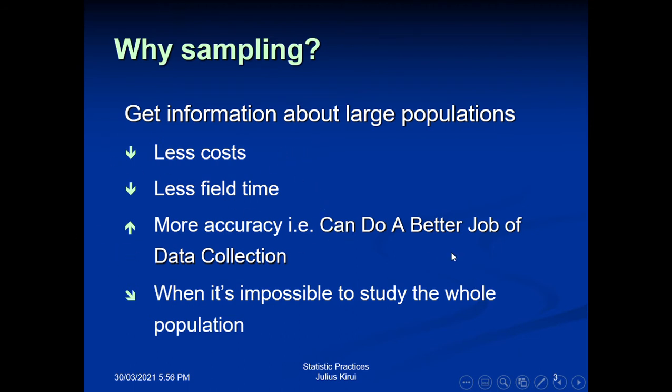Why we are doing sampling is because it is less cost, it's very cheap. Number two, field time, you take the least time, and then it gives you accurate data. It gives you the best information which will give a representation of the rest of the population which you have sampled. Is that okay now?